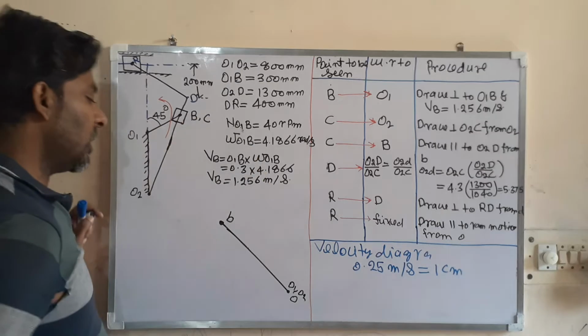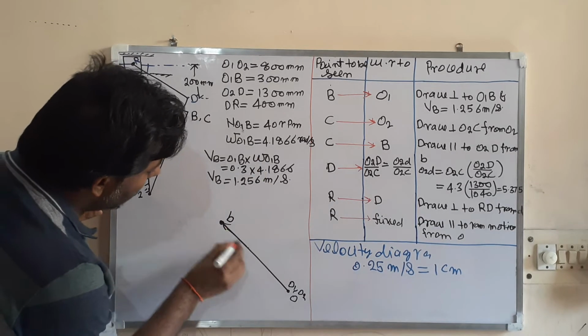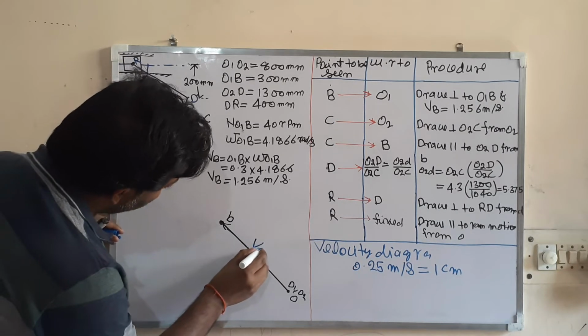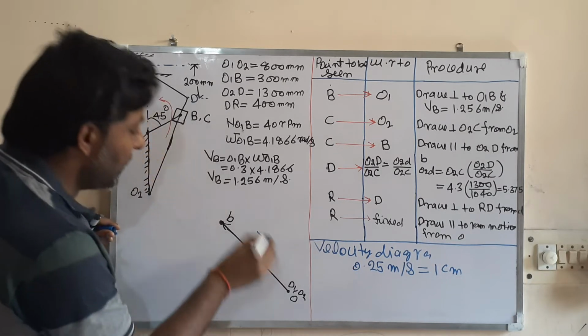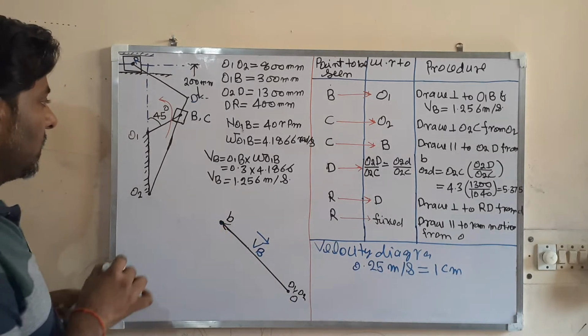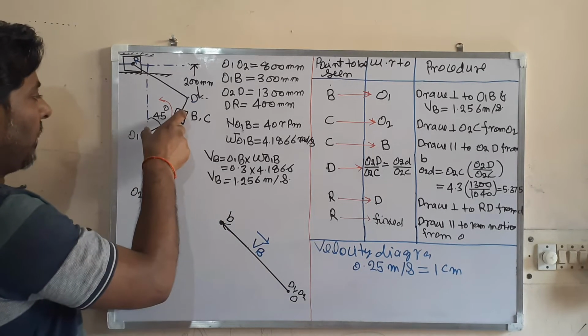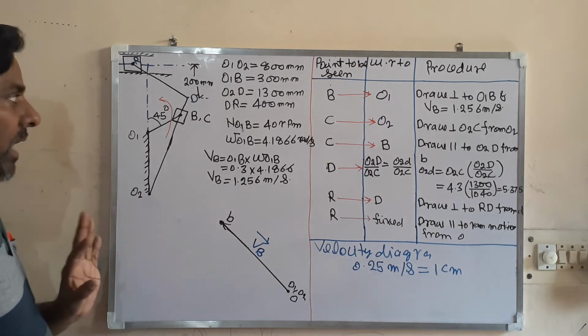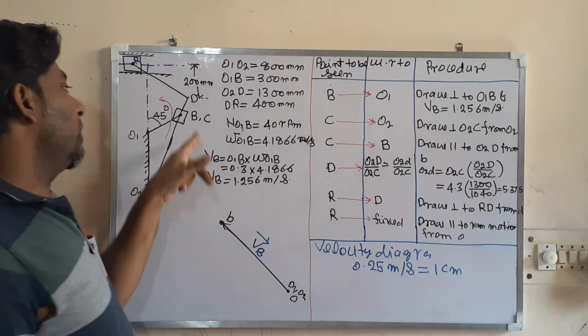So you have got the point B, and what is this? This is the velocity of point B in magnitude and in direction. This is the velocity of point B. So this is perpendicular to O1B. Now I am going to see the point C.